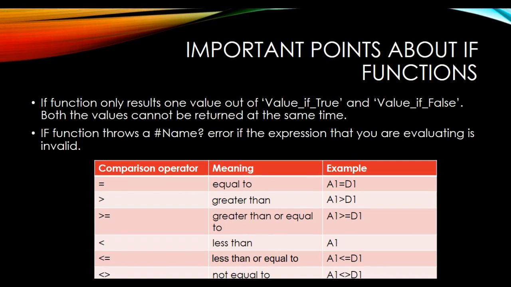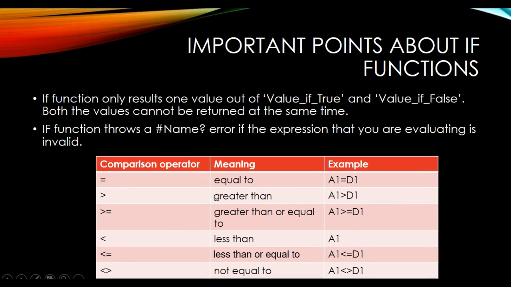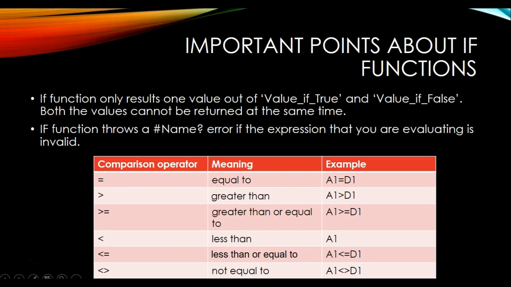Okay, so here are the operators. The equal sign is obviously equals, like A1 equals D1. Greater than sign, like the little alligator mouth. It is greater than. This would mean what's in cell A1 is greater than what's in cell D1. This one would be greater than or equal to, because you see your alligator mouth and equals. This would be cell A1 is greater than or equal to D1.